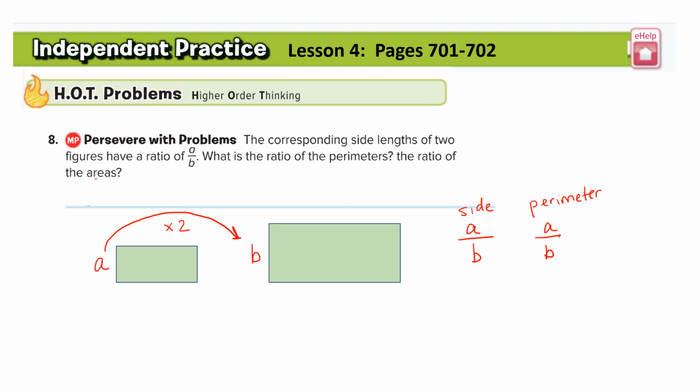Now for area though, if we increase the size of the sides by 2, we have to increase the area by 2 squared. So that means it would be A squared over B squared. That's the ratio. Not an entirely important question to understand, okay? For those of you who get it, that's great. If you don't, worry about it.